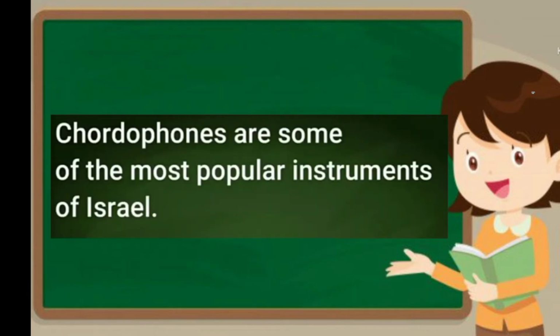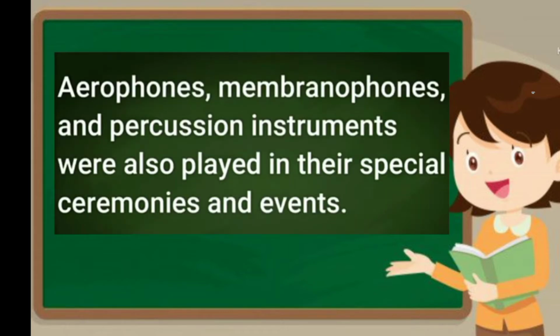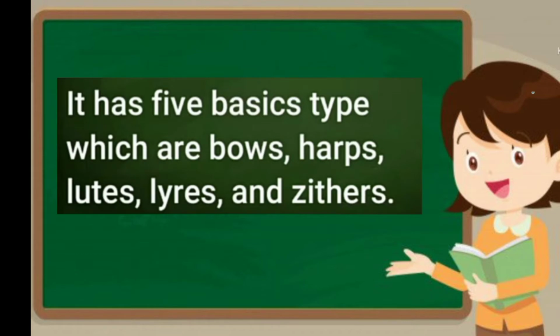Kordophones are some of the most popular instruments of Israel. Aerophones, membranophones, and percussion instruments were also played in their special ceremonies and events. It has 5 basic types, which are bows, harps, lutes, lyres, and zithers.